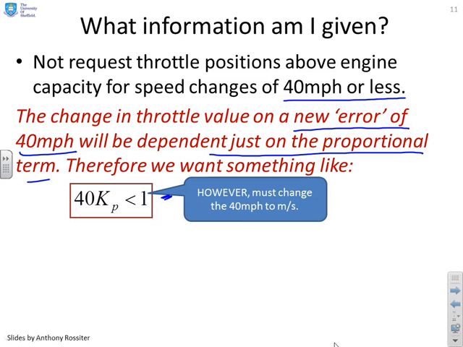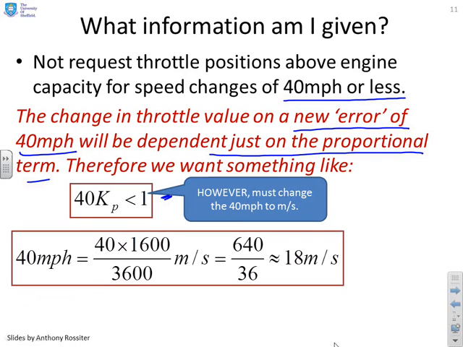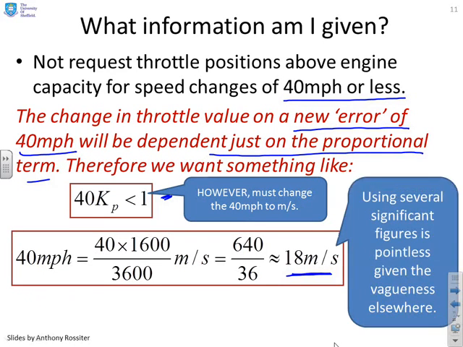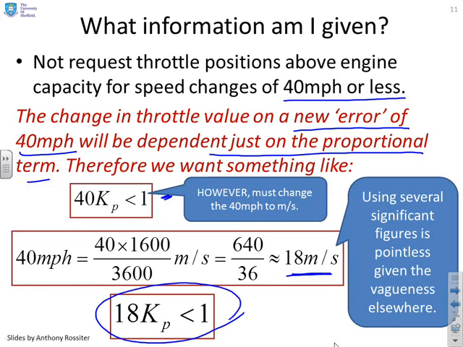Now, of course, 40 miles an hour is not in meters per second. If I turn that into meters per second, you find it's about 18 meters per second. I'm not using decimal places because that's rather pointless given we're being approximate throughout. Therefore, the actual condition you get is this: in order for your control law not to demand excessive throttle actions, the proportional term has to obey 18 kp less than 1.